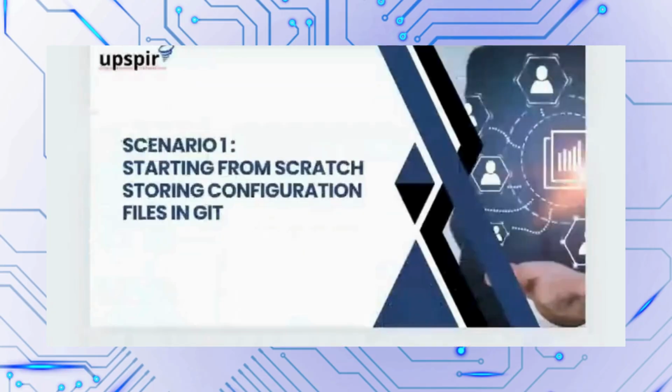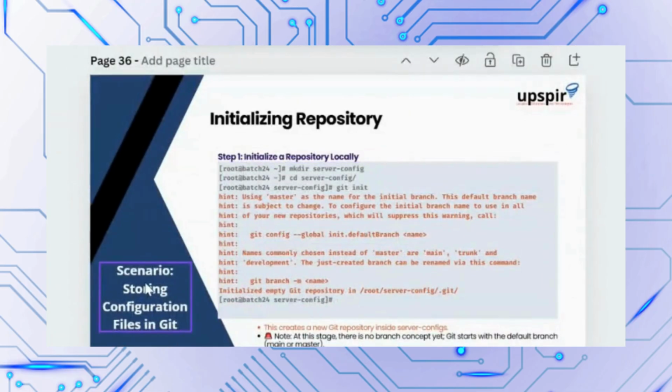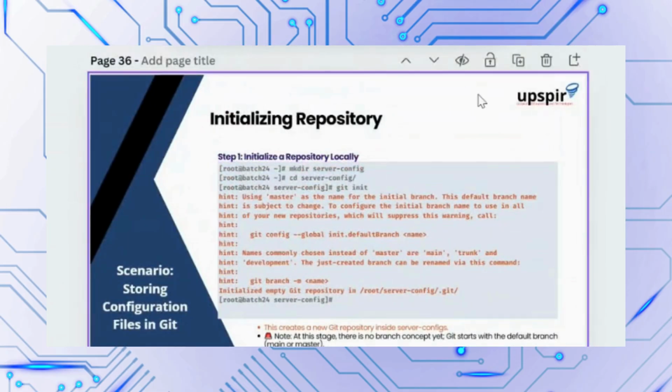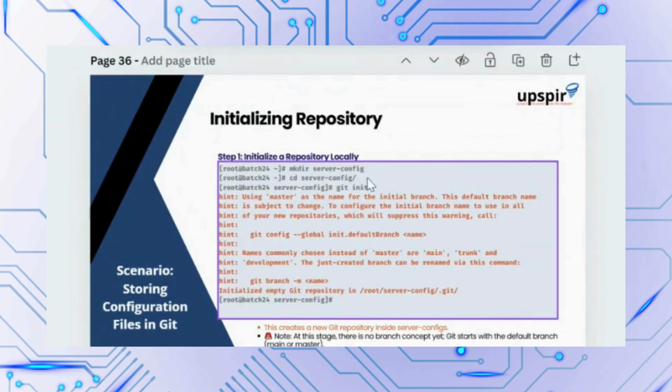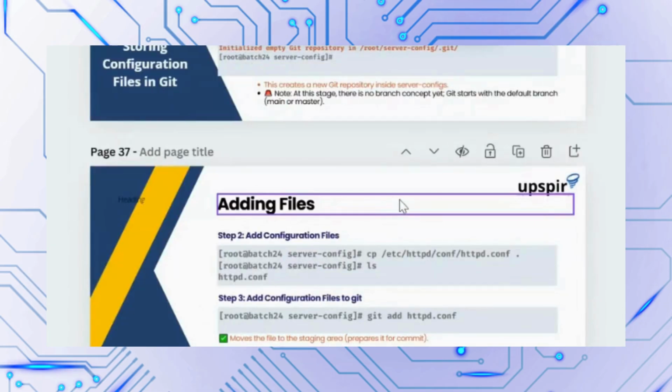Now again, this particular section, we are covering certain scenarios, right? Which will be practical scenarios for you as we go along. So we are saying initializing a repository. You can just create a directory and do a git init there. This will initialize it.